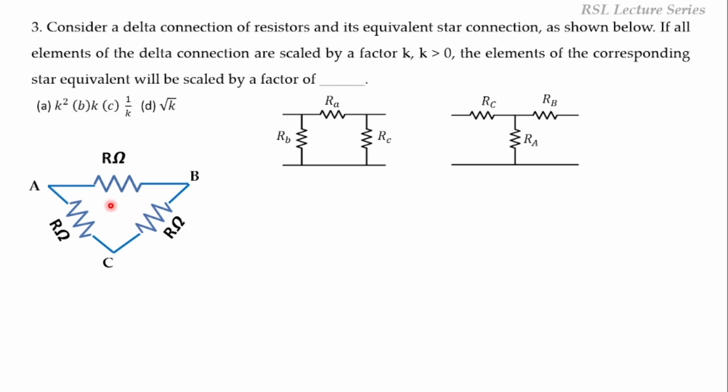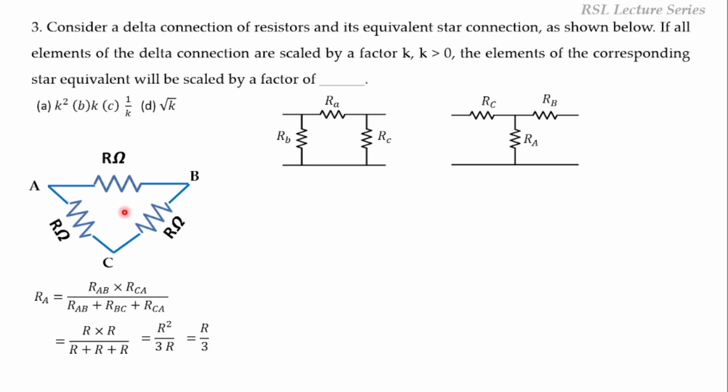Now we can convert this delta into the star equivalent without multiplying it with K. So this is the formula. If we want to find out RA, RA is nothing but the resistor connected to the terminal A. So we have to multiply the adjacent values and divide by the sum of all the resistors. Already we know the formula. On substituting the values, R into R divided by R plus R plus R, this will be equal to R square by 3R. So R will get cancelled and the answer is R by 3.